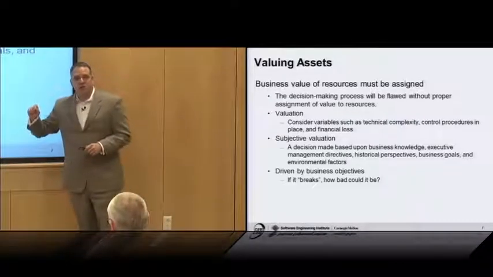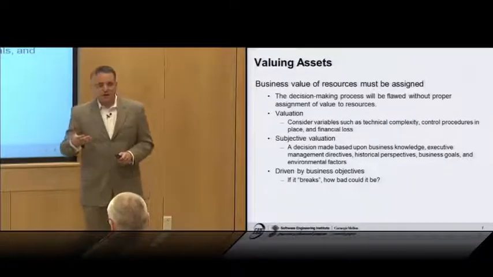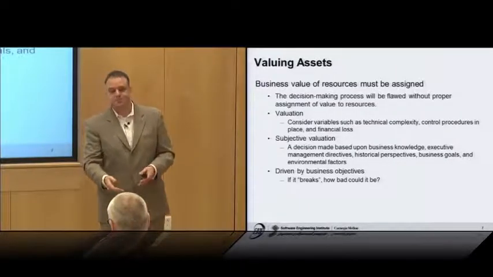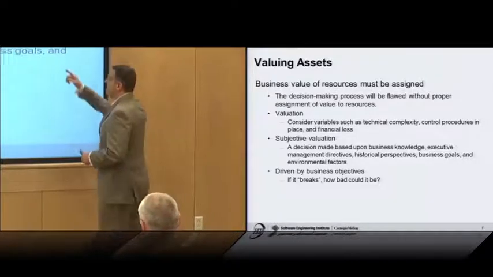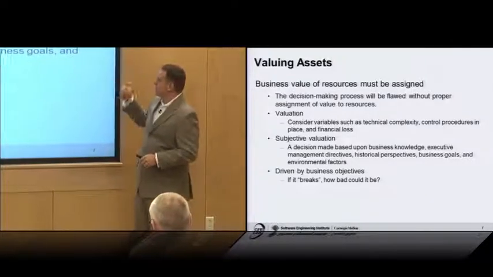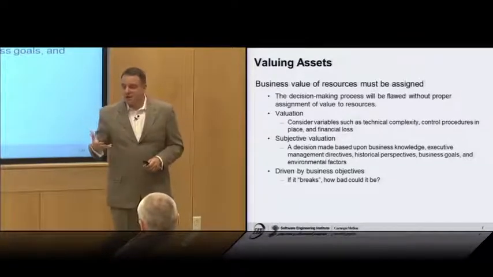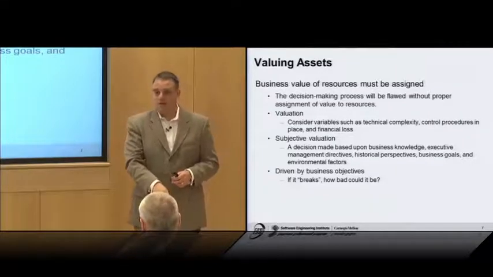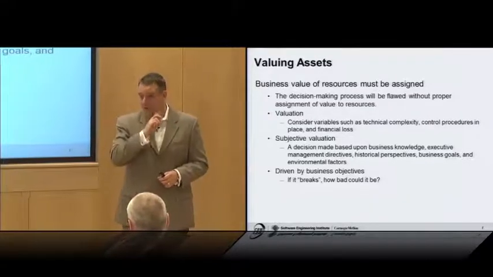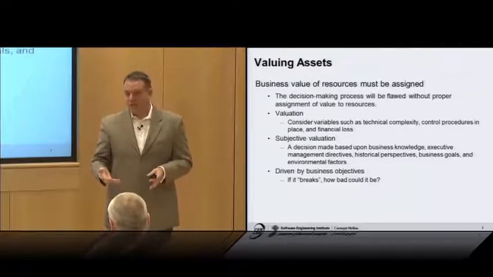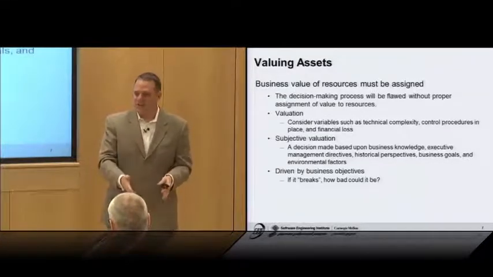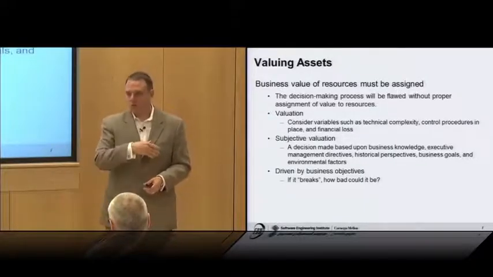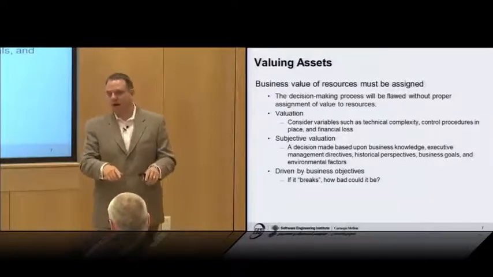So as far as valuation goes, make sure you consider things like cost. How much did it cost us to buy that particular server or replace it? But don't forget about things like technical complexity, control procedures, subjective valuation, like the CEO believes this is the most important thing in the organization. Well, he must have a rationale for that. If it's an irrational decision that that's the most important thing, well, you still kind of have to account for that, because the CEO is going to toss out the whole risk management plan if his particular objectives aren't met.